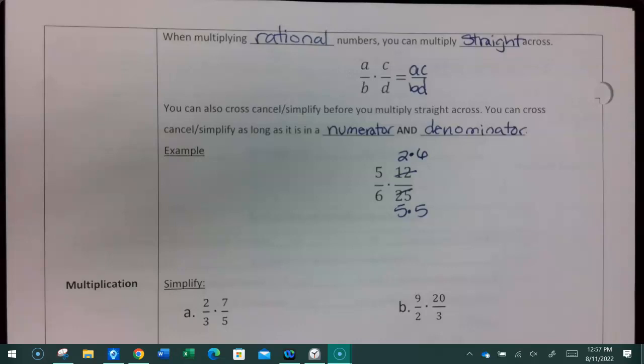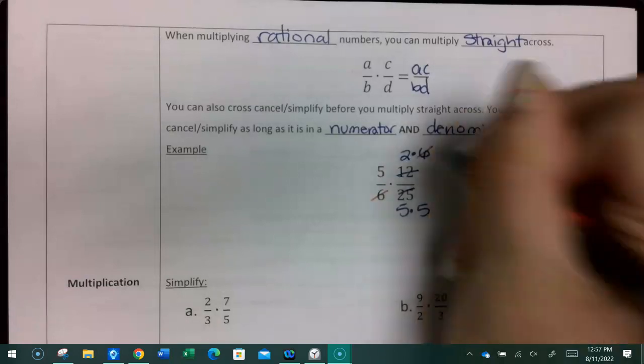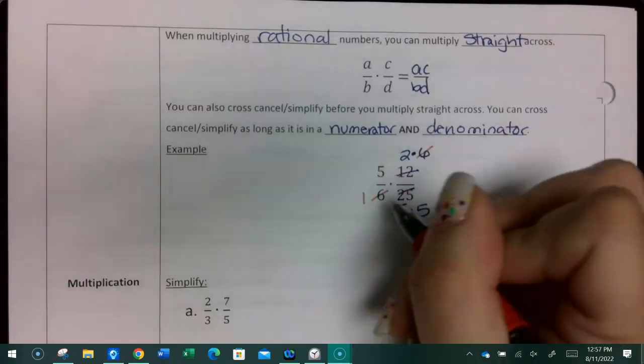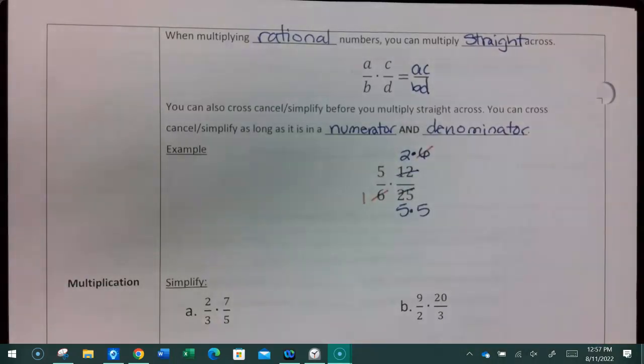Yeah, Roberto? Is there any number that's on both the top and bottom of either fraction? 150? No. 25? No, I don't want to multiply. I'm looking for 6 is on the bottom, and it's also on the top. So I'm going to rewrite this 6 as a 1 now that I've canceled it out.